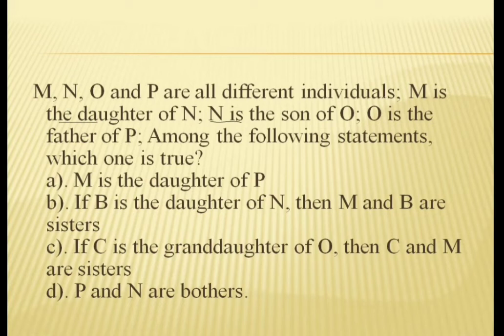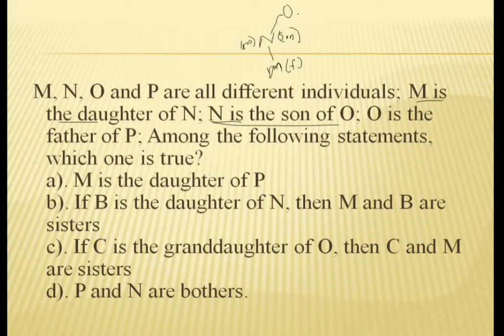So M is the daughter of N, so the gender of M is female, right? Next is the second condition. N is the son of O. We can mark O there. O is the parent, either father or mother. N is the son, which means the gender of N is male.